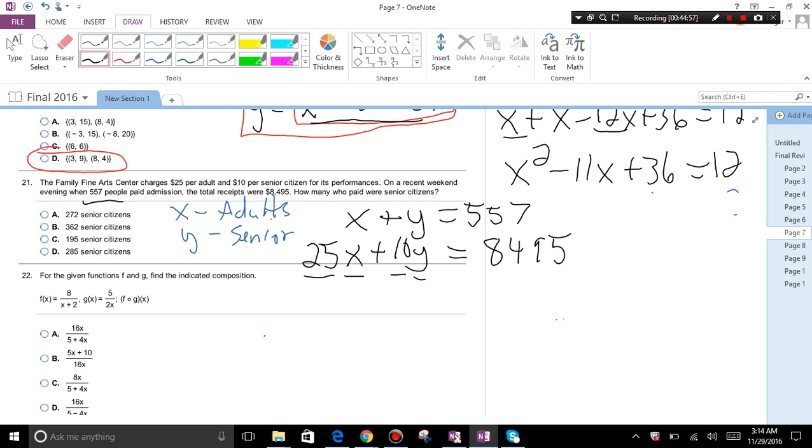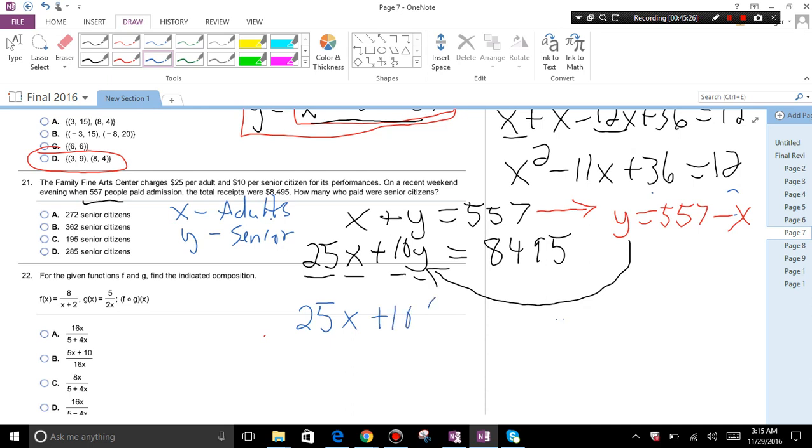So those are your two equations, and just like the previous problem, we're going to use the substitution method. This right here means, subtracting x on both sides, that y is equal to 557 minus x. Then I'm going to take that and plug it right there to get x by itself. 25x plus 10 times (557 minus x) equals 8495, and you just solve for x.